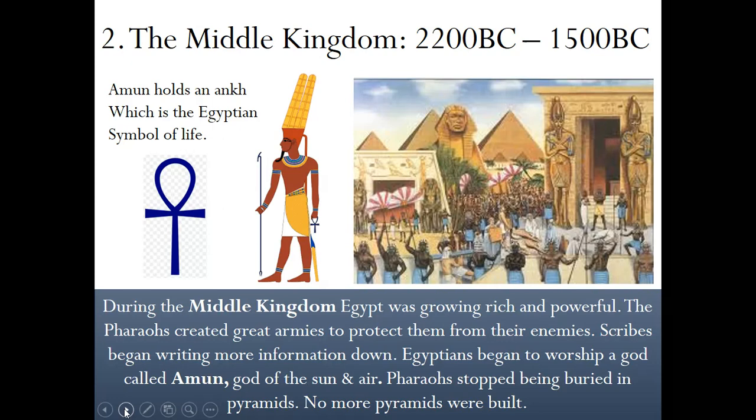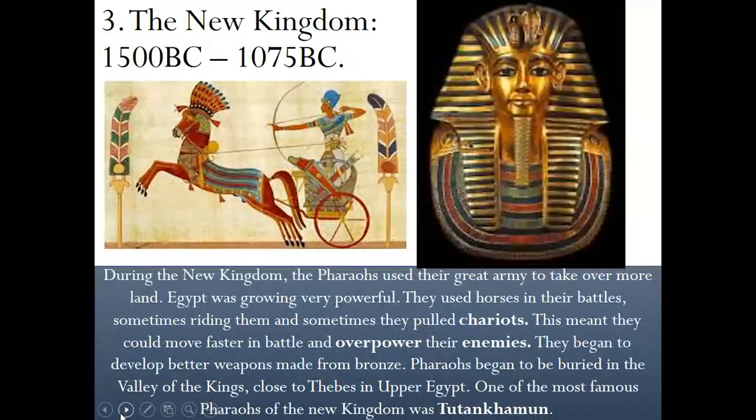2. The Middle Kingdom, 2200 BC to 1500 BC. Amun holds an ankh, which is the Egyptian symbol of life. There it is larger. During the Middle Kingdom, Egypt was growing rich and powerful. The pharaohs created great armies to protect them from their enemies. Scribes began writing more information down. Egyptians began to worship a god called Amun, god of the sun and air. Pharaohs stopped being buried in pyramids. No more pyramids were built.